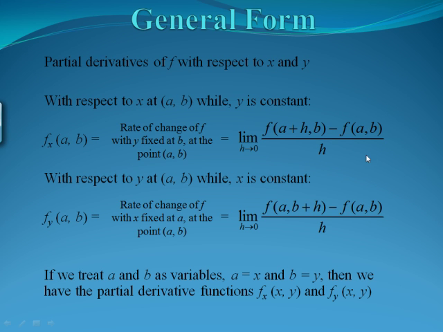There's more detail of how these limits are calculated at the end of the book section if you're interested. Similarly with y, the partial derivative with respect to y is going to have this subscript of y to tell you which variable we're taking the derivative of at a specific point, (a, b), which equals the rate of change of f with x fixed at a at the point (a, b). So, if we treat a and b as variables, a is x, b is y, then we have the partial derivatives of the function f sub x of (x, y), and f sub y of (x, y).